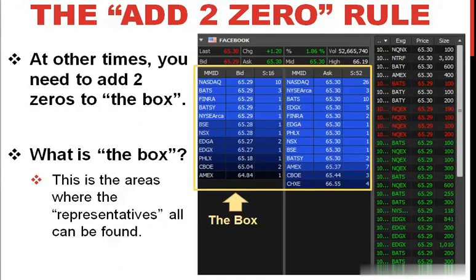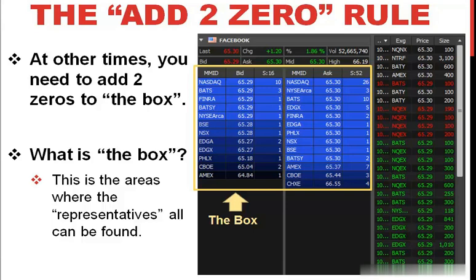Now, we just talked about the tape. Let's throw another term at you. So let's talk about the box. The box is where the representatives hang out. You can picture it like a coffee shop or a bar or whatever. That's where they hang out. If you want to see where the market makers, or the representatives, are, you want to go to the box.